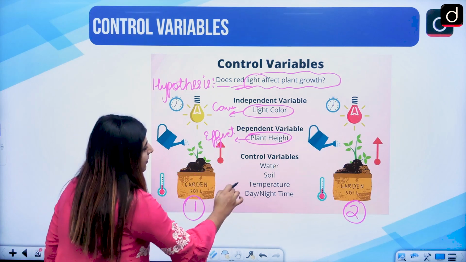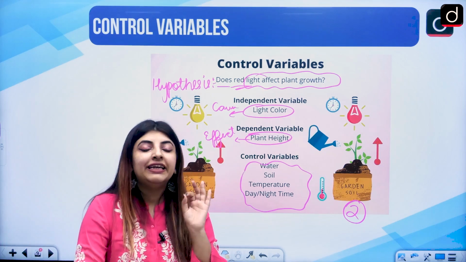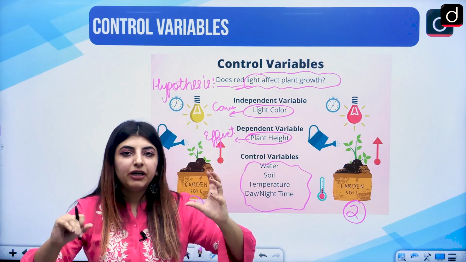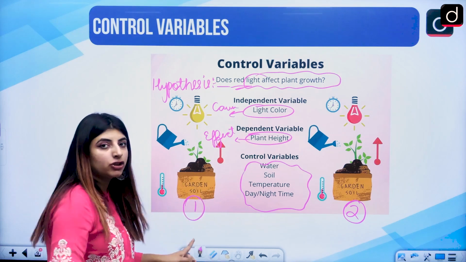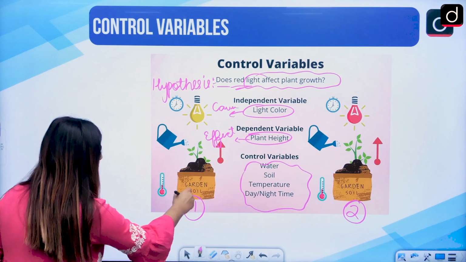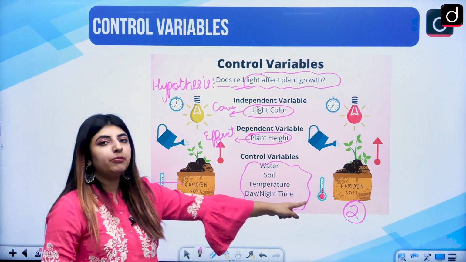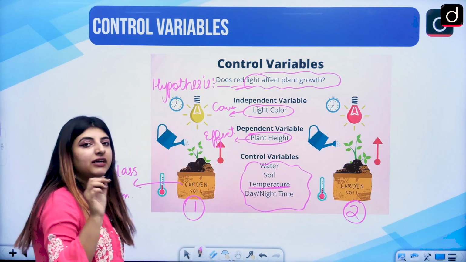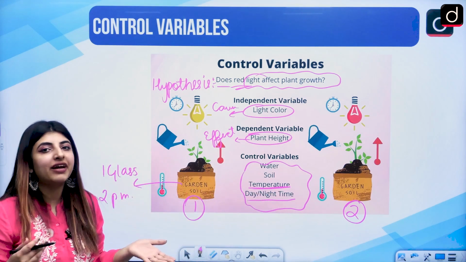So, there are these variables. Control variables are the ones which you as an experimenter or a researcher need to control at your own end, so that you just see the relationship between the independent and dependent variable and nothing else. So, you will put the same garden soil in plant 1 and plant 2. You will give them the same amount of water. If I am putting 1 glass of water in this plant at 2 p.m., of course, I will be putting 1 glass of water at 2 p.m. here as well, right? I will keep them under the same room temperature or any temperature that I am talking about, and I will observe them day or night time, right?